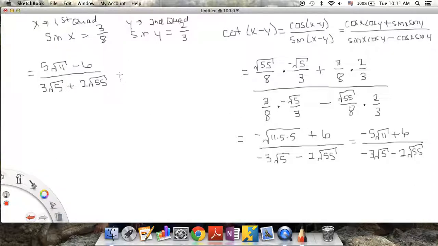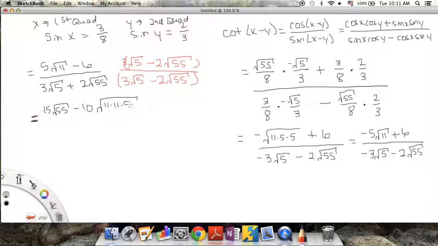Now, to rationalize it, we've got to multiply times 3 root 5 minus 2 on the square root of 55 on the top and the bottom. Remember, whatever you do to the bottom, you got to do to the top. And you end up with a big long mess. So we multiply this and we get 15 times the square root of 55. Multiply this here, minus 10. Now, again, I'm not going to multiply this out because I know that 55 is 11 times 5. And so if I just write it that way, I'll know I can pull my 11 out. Minus 18 root 5 minus, or plus, negative times negative, 12 times the square root of 55.